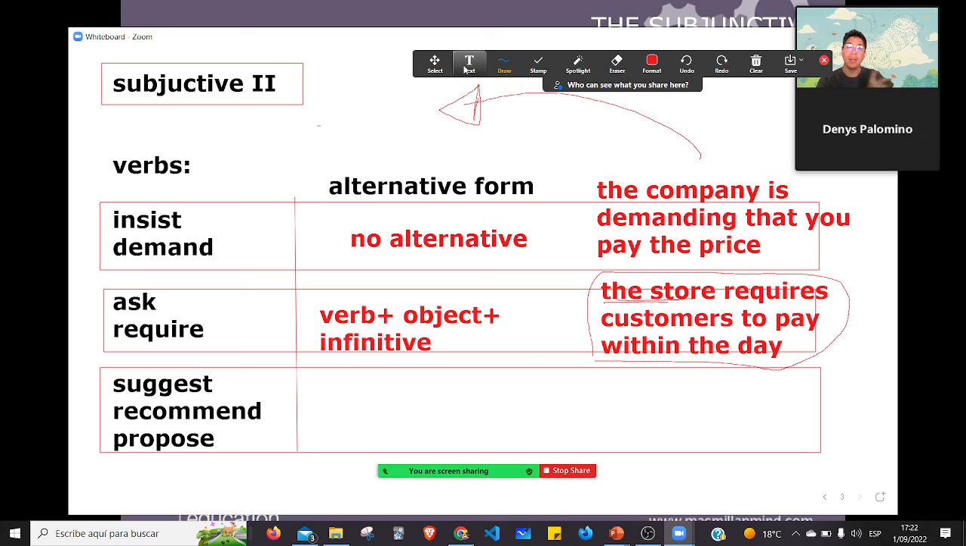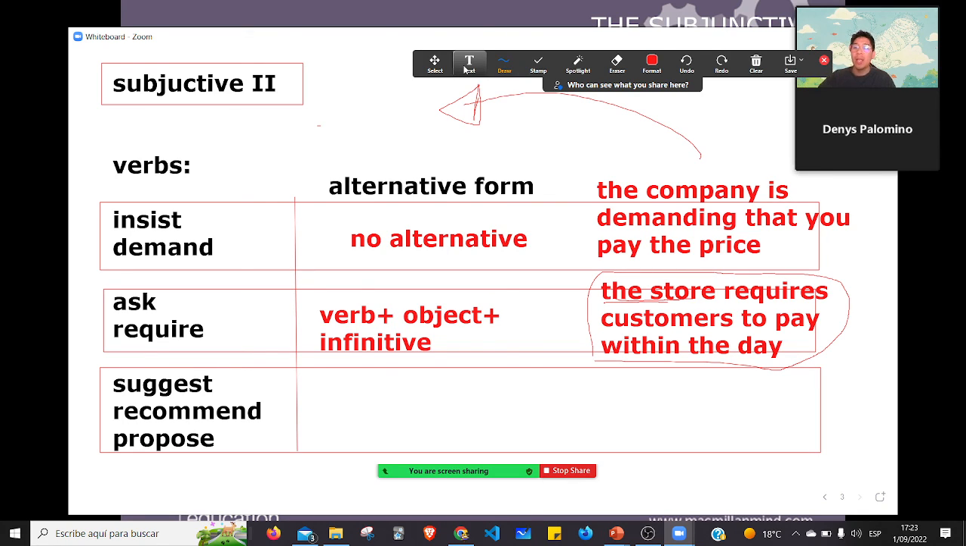Yes. Okay, for example, you're gonna change it. For example, if I say we ask that students brush their teeth, you can say we ask the students to brush their teeth.